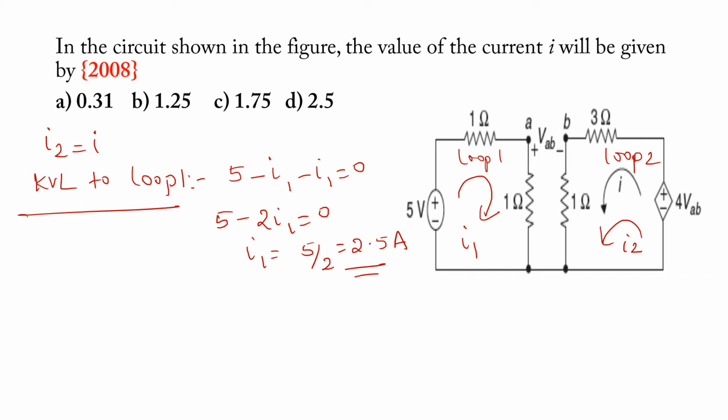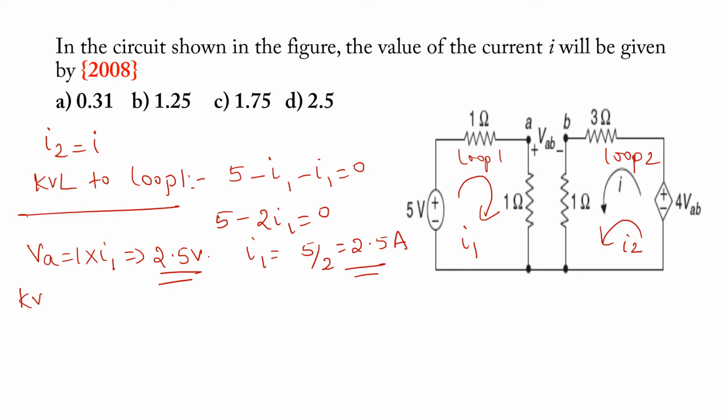So the potential at this point is A. So we will find VA. What is VA? VA will be 1 into I1. So 1 into I1 is 1 into 2.5, which is 2.5 volts. Similarly, we will find what is VB. To find VB, we should know what is this current I2. So we apply the KVL, and we have a dependent source here.